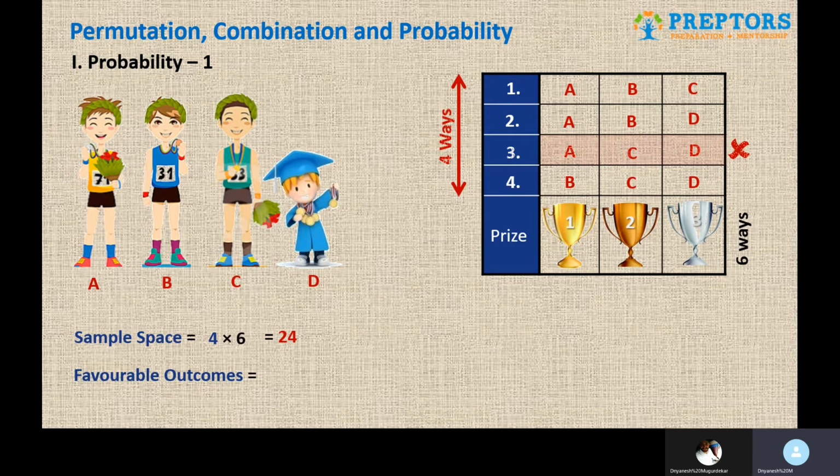So B is part of the group, 3 scenarios, and each of them obviously will again have 6 ways of distributing the first, second, and third prizes. So favorable outcome is 6 3s are 18, and the probability is favorable outcome divided by sample space, that is 18 upon 24. You solve that, you get 3 by 4 as your answer. So 3 by 4 is your probability.